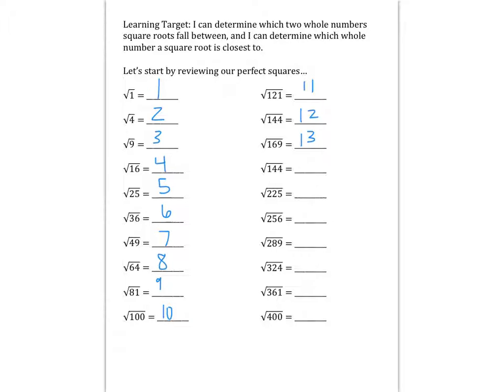And then this 144 should actually be the square root of 196, and that is 14. Square root of 225 is 15. Square root of 256 is 16. Square root of 289 is 17. Square root of 324 is 18. The square root of 361 is 19. And the square root of 400 is 20.